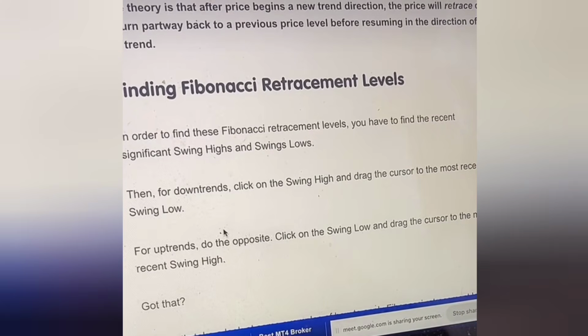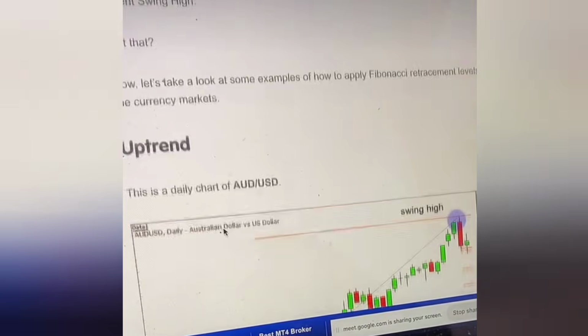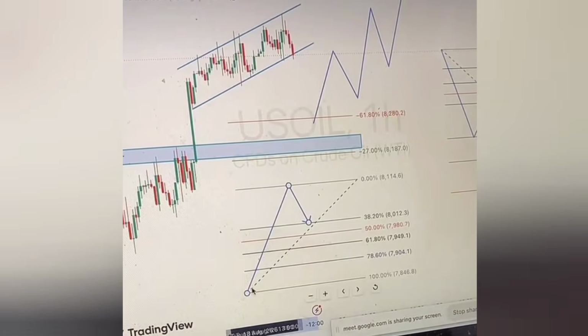For an uptrend, do the opposite. Click the swing high, the swing low, and drag the cursor to the most recent swing high. You got that? Yes, okay. So that was what we did just now, when we said for an uptrend, drag from the swing low to the swing high, and you get your Fibonacci levels.